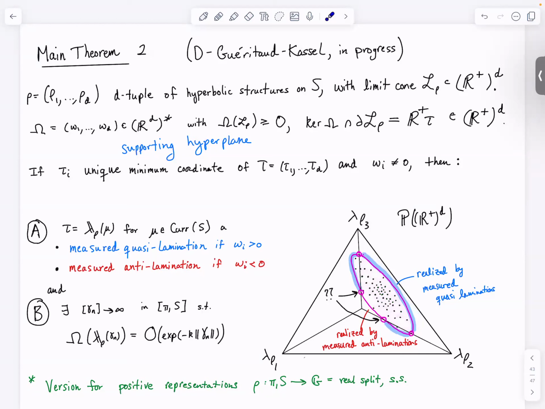These are anti-laminations here. You can see they're kind of in the weird part of the cone that's facing the wrong way. It's kind of on the wrong side of this midpoint here. And then at these points here, where we're crossing these walls I've drawn, we don't know how to say anything. So we don't know how to characterize the entire boundary, but big chunks of it we can.